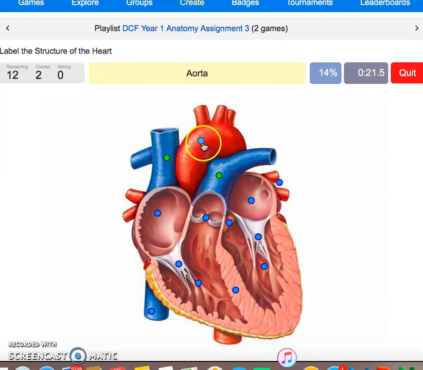The aorta. The largest artery that receives oxygenated blood from the left ventricle and pumps it around the body under high force.